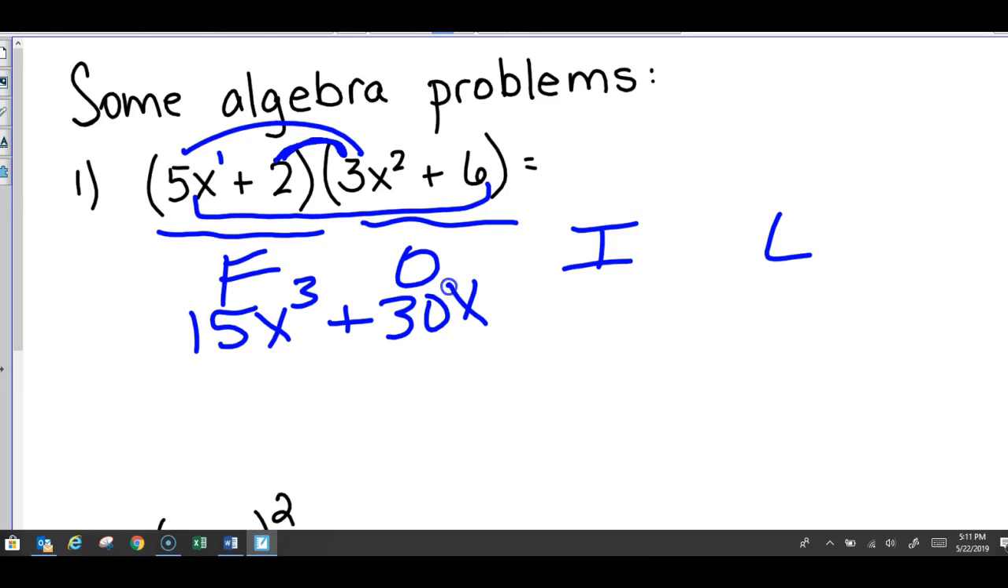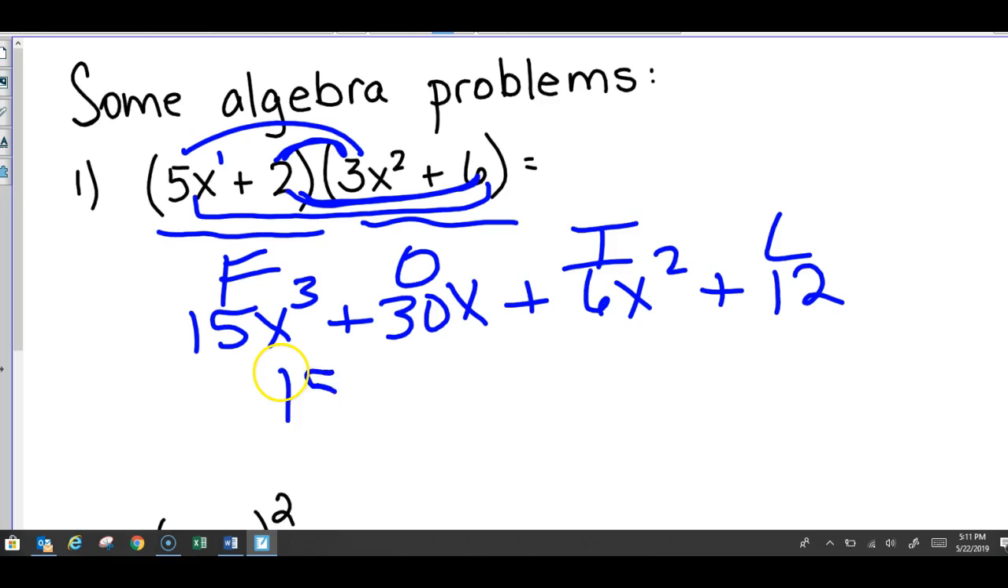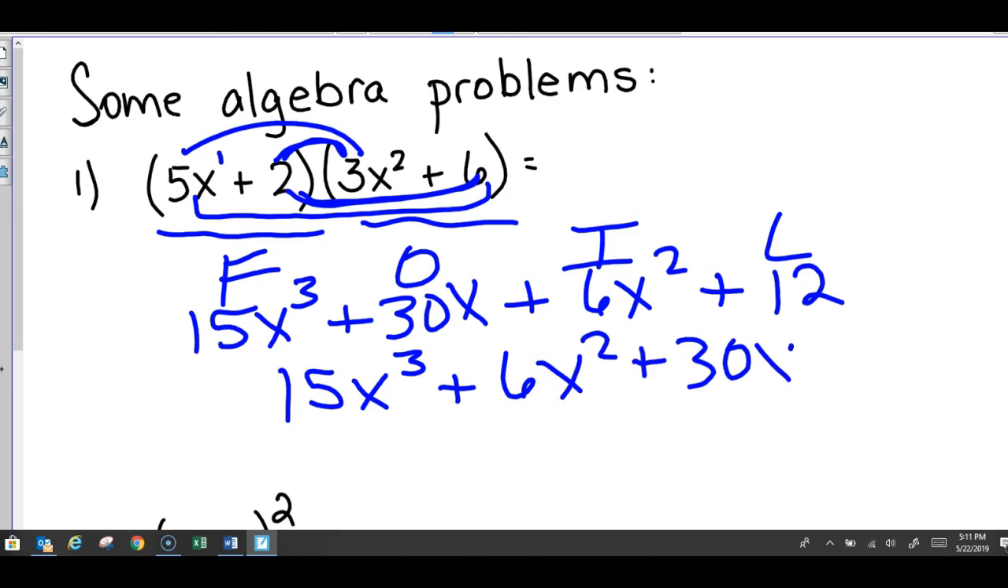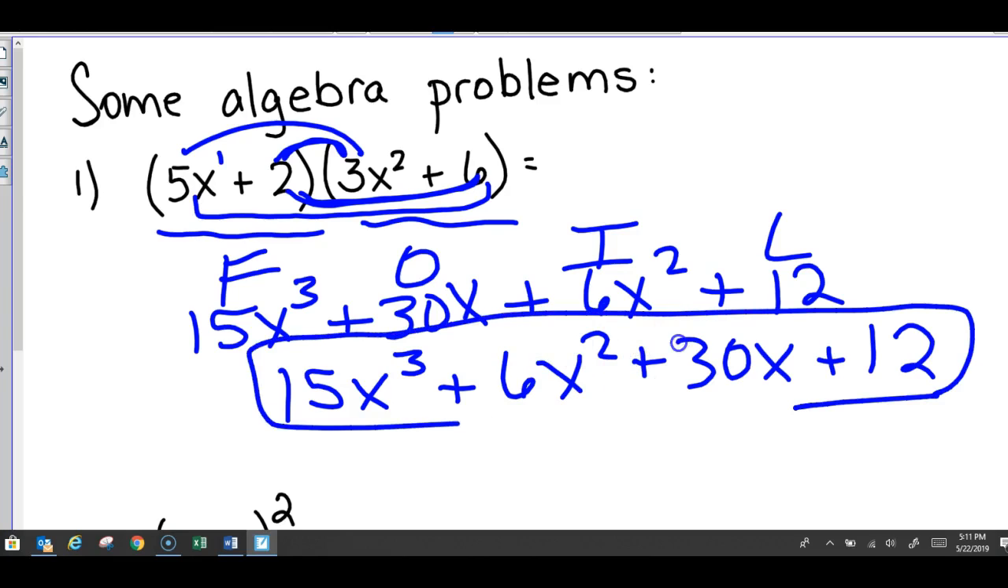The inside, positive 2 times 3x squared is a positive 6x squared. And then the last of each one, the 2 and the 6, they're both positive 12. At that point, if any of these were like terms, we would add them together. They're not. What I would suggest on this is rearranging it in descending order. And that would be your final answer for multiplying those two.